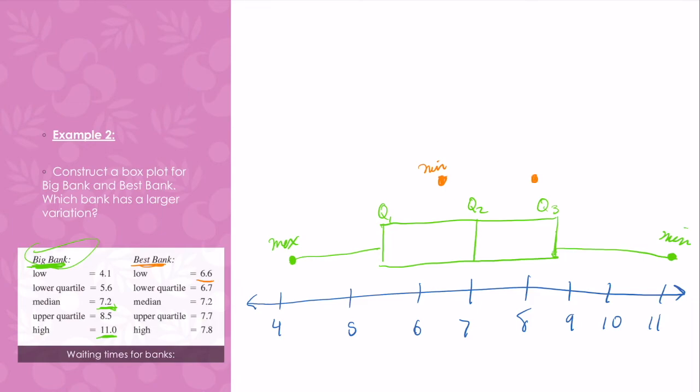Oh wow, that's a lot smaller of a range, right? Range meaning the largest minus the smallest. My median is 7.2, which was the same as Big Bank. My upper quartile is 7.7, which is really close to my max. Again, draw as best as you can. And my Q1 is 6.7.